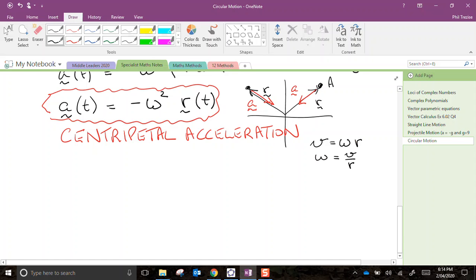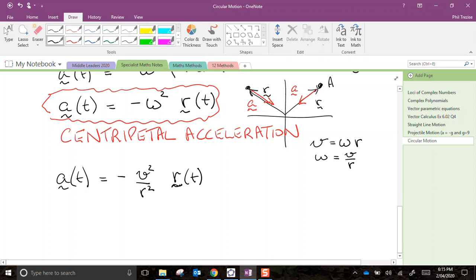I'm going to use that to substitute. Now I should note none of the terms in this equation here are vectors. These are the magnitudes of the speed, the magnitude of the radius, and the magnitude of the angular velocity. There's no directions involved in those. So if we come back to here, our acceleration vector equals negative v squared over r squared. That's instead of omega squared. And I now have to multiply by my radius vector.